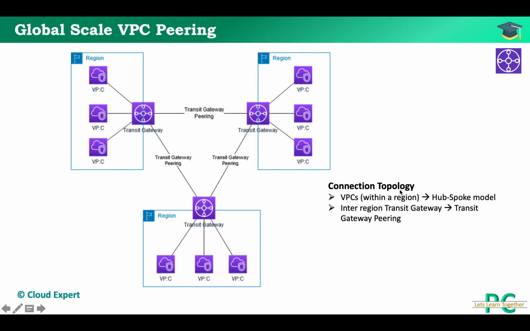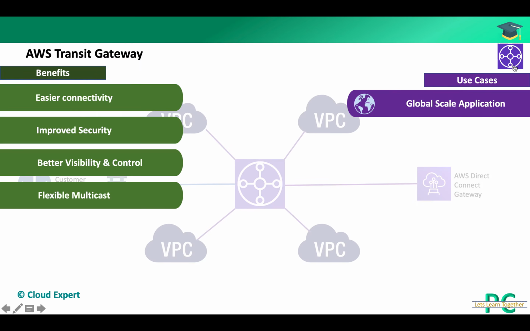So for this connection topology, within a single region you will have one transit gateway that will support the hub and spoke model, and between regions you will have a transit gateway in each region, and you will have a transit gateway peering connection. So now you can see how your network topology is simplified with the presence of AWS Transit Gateway.